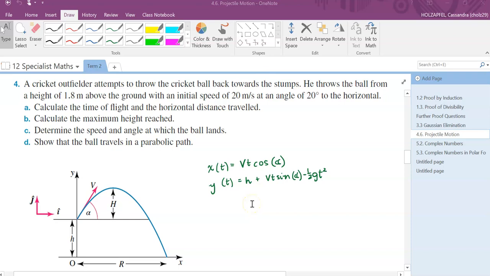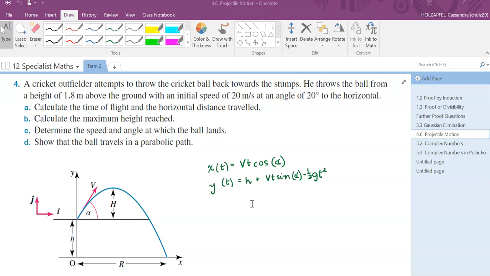Hi guys, welcome back. So we've just done a video on projectile motion and we did that using some examples that had a ball that was being kicked or thrown from the ground. So this is a little bit of a different example because this time we're not actually throwing something or kicking something from the ground. We're actually kicking it from a height or from a platform.